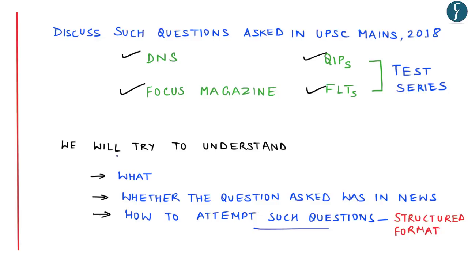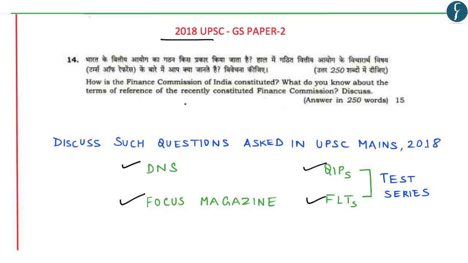In our discussion on mains questions, we'll try to understand what UPSC was trying to ask in a particular question, whether the question asked was in news as an issue of national or international importance, and lastly, how to attempt such a question in a structured format. So today, let's start our discussion on this particular question asked on Finance Commission in GS Paper 2.